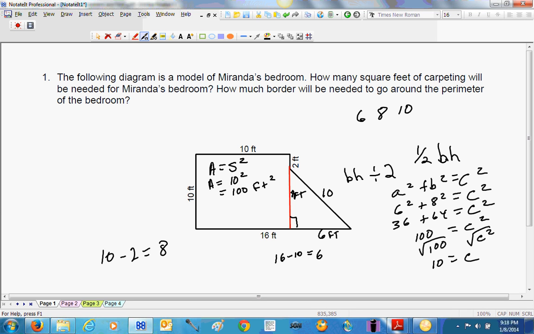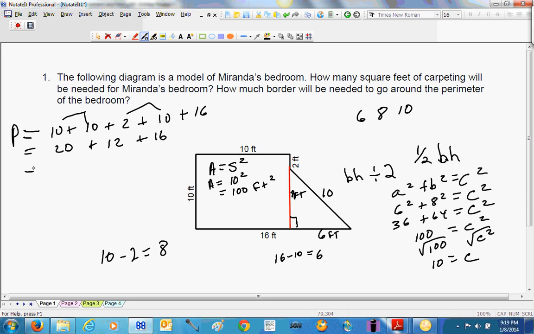First thing, let's look at the perimeter. So the perimeter of the figure is equal to the sum of the sides. I see 10 plus 10 plus 2 plus 10 plus, now notice what I'm going to do here, I'm not going to add 6 and 16. Remember, this original side was 16 feet long, so I'm going to add 16. So 10 plus 10 is 20, plus 12, plus 16. I added 10 and 10, I added 2 and 10, and then 16. So what I have next is 32 plus 16, and that gives me a perimeter of 48. So that 48 is 48 feet.